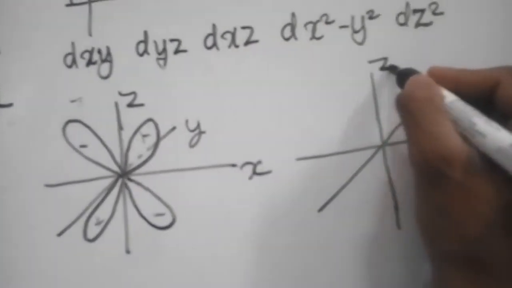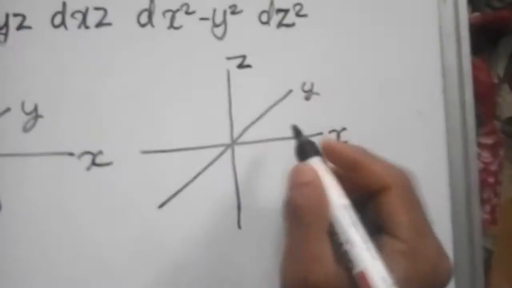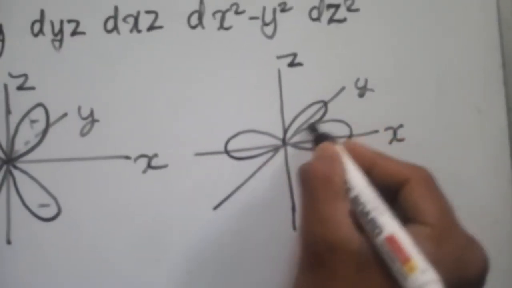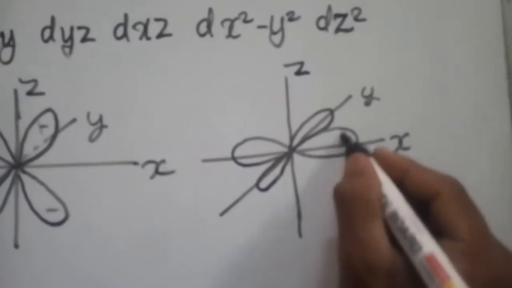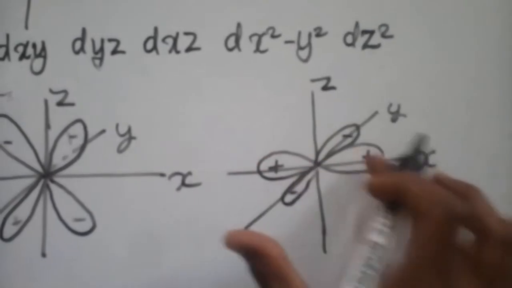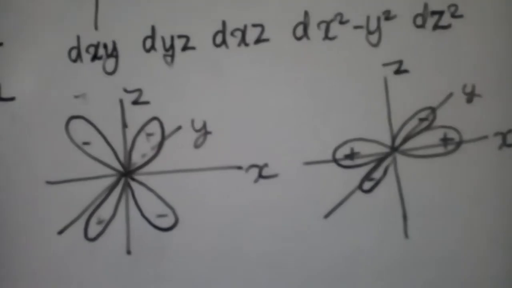Now we will see dx square minus y square. The dx square minus y square orbital is on the x and y axis. It is like this. It is on the x and y axis, which is different from the first three orbitals.